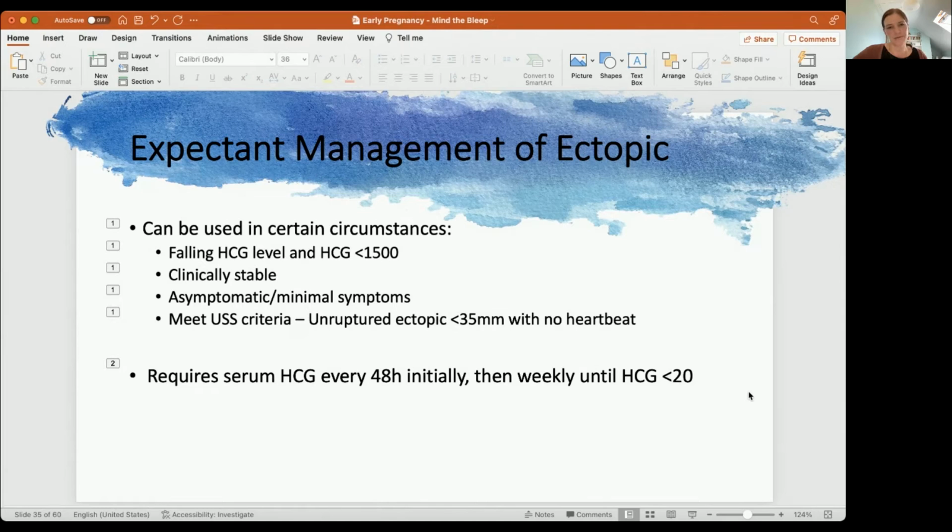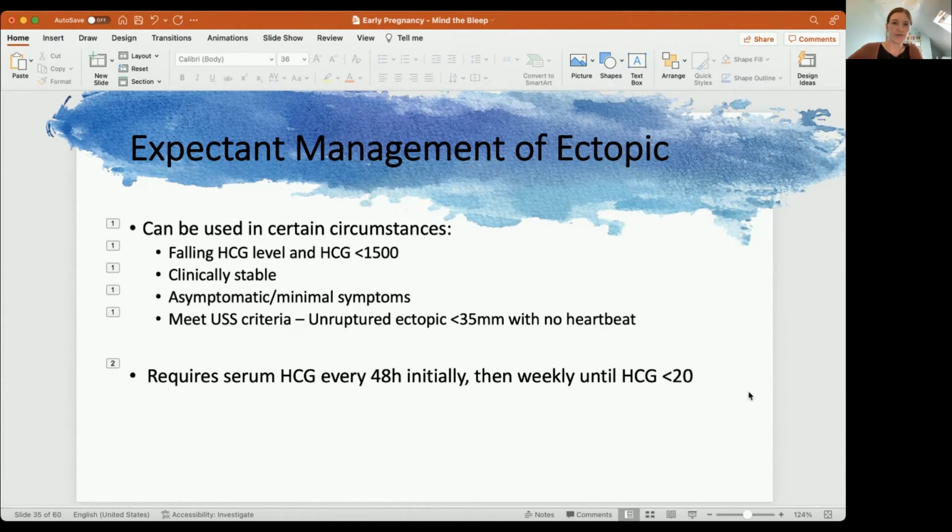The woman obviously has to be clinically stable. She has to have very minimal symptoms as well. And there are some ultrasound criteria that have to be met. So it has to be unruptured, obviously, fairly small, and not a live ectopic. If you're going to do expectant management of ectopic, they have to have serum HCG every 48 hours initially until we're sure that it's resolving, and then weekly until the HCG is less than 20.